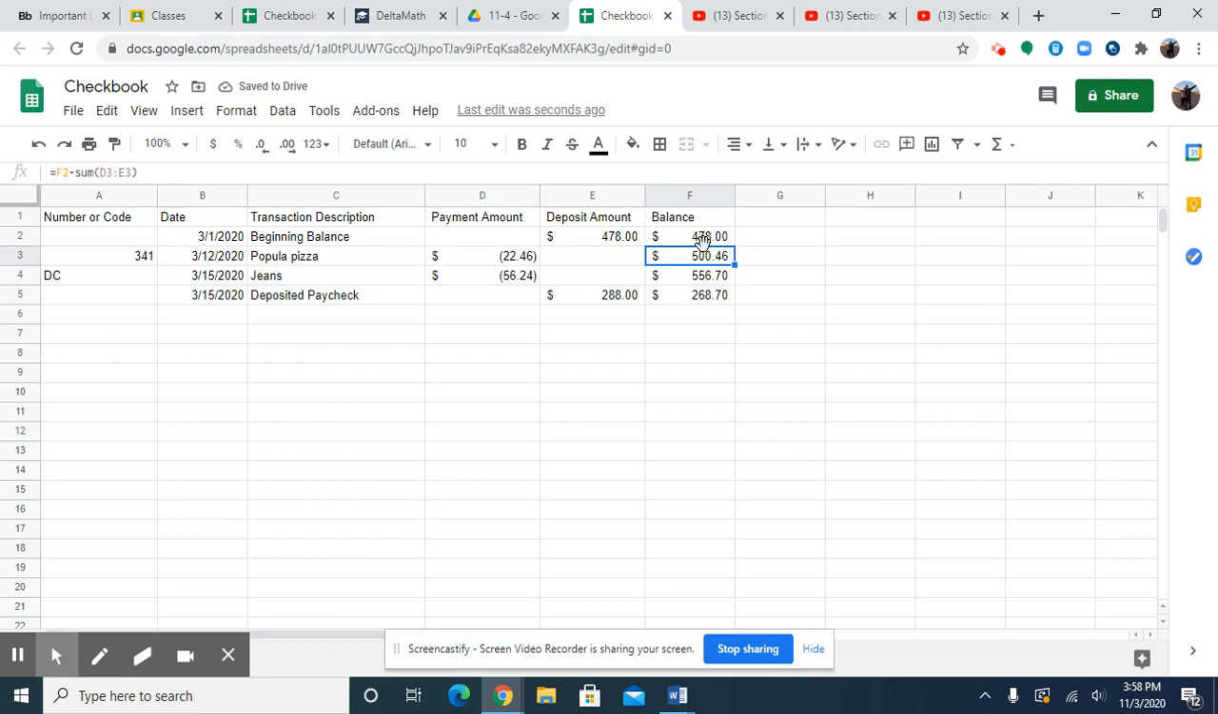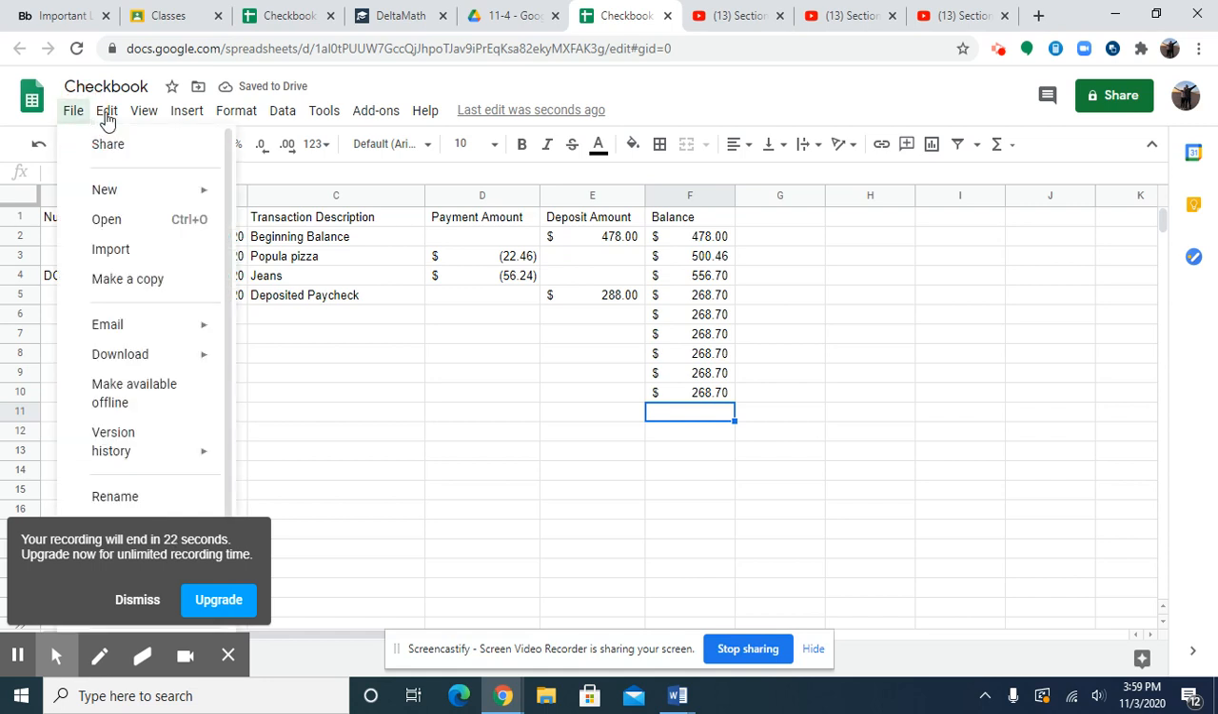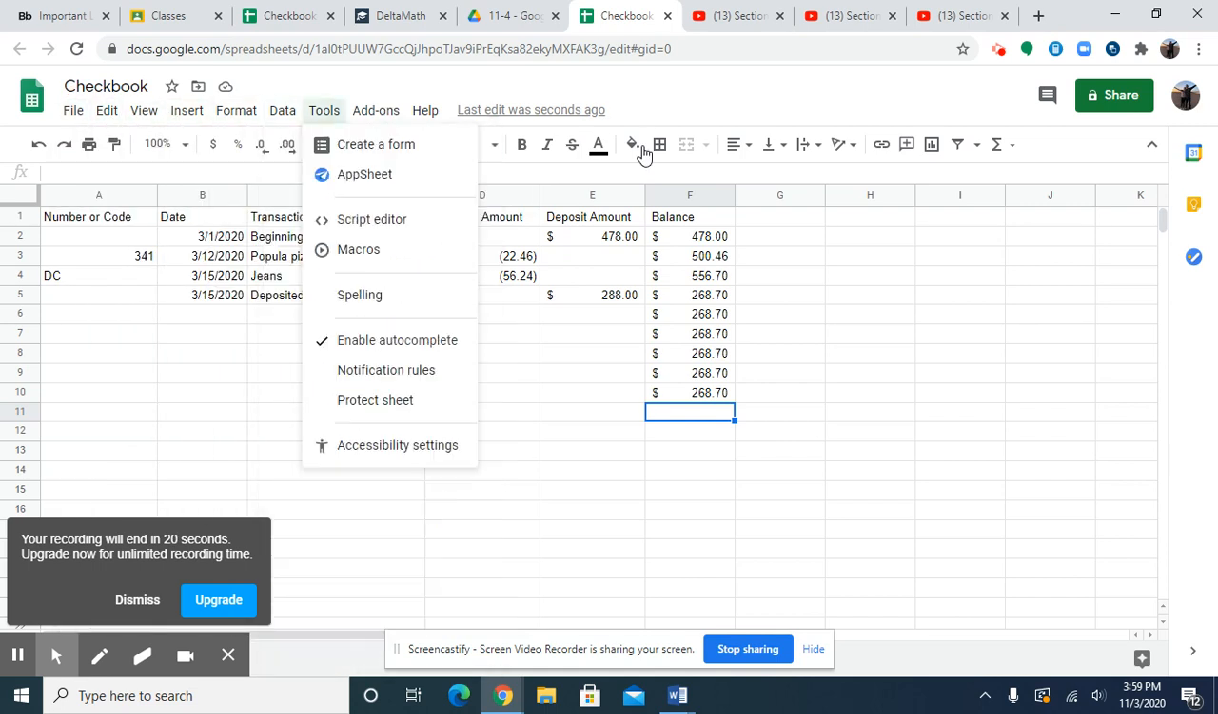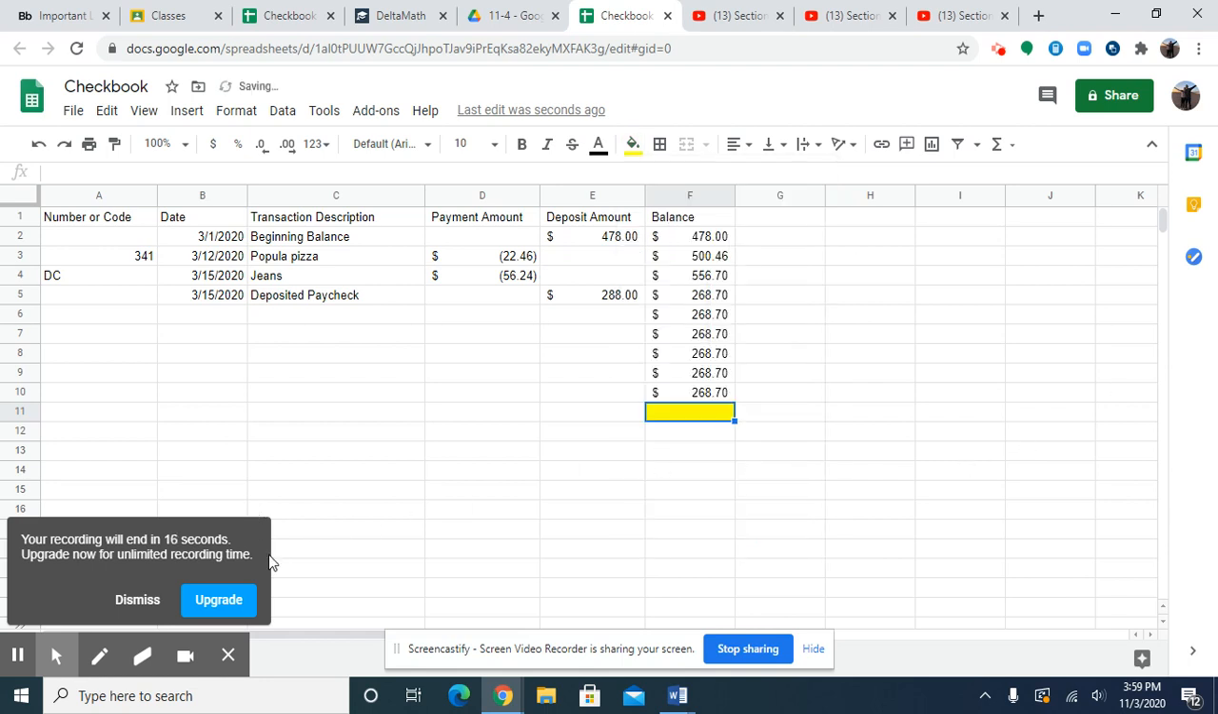So the balance should be updating automatically. And at the end, you're going to drag them all down. And you will have the total balance, which should probably come out here. Go ahead and highlight that with the yellow. And that should be the answer.